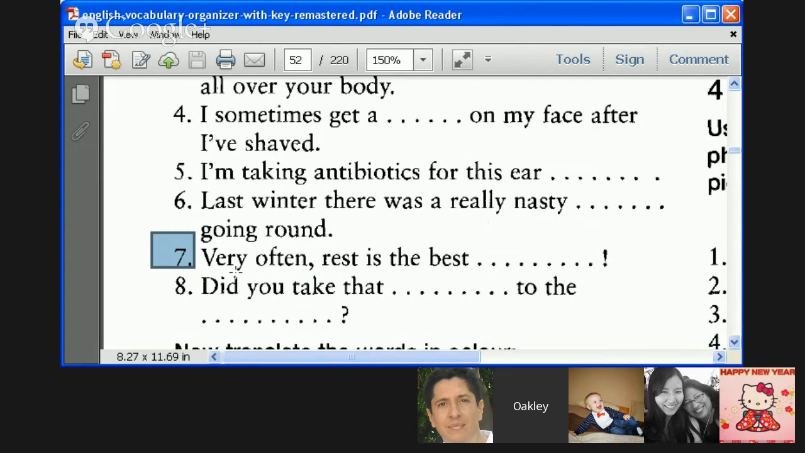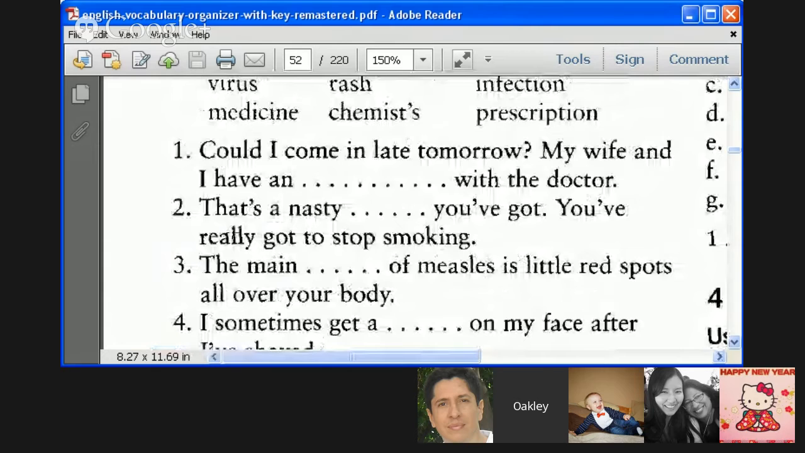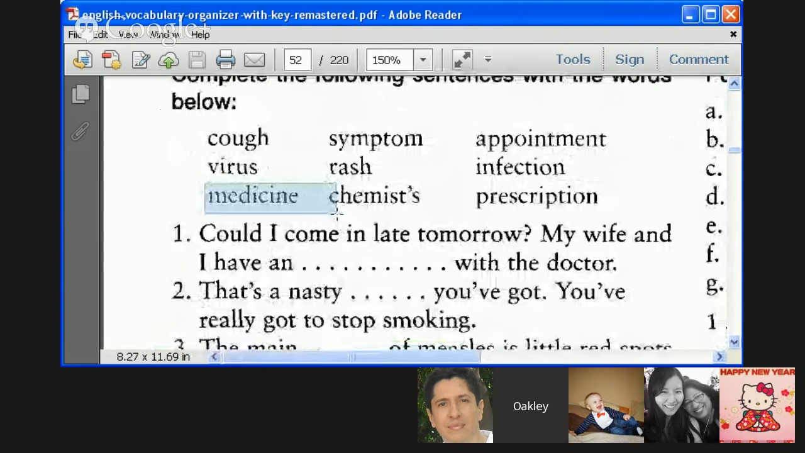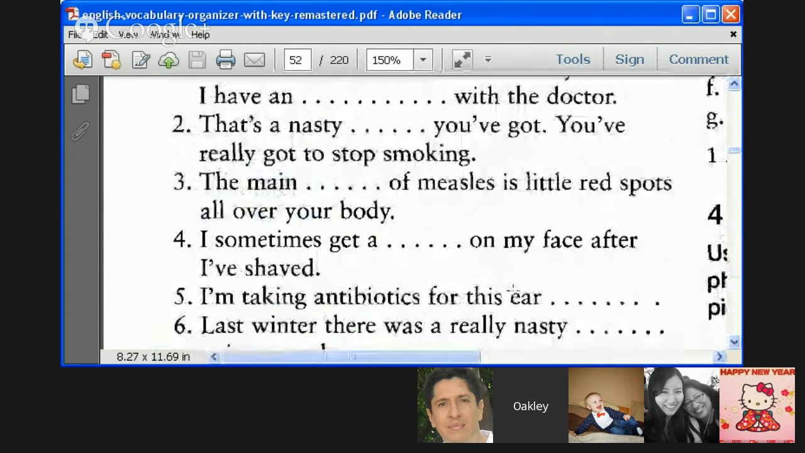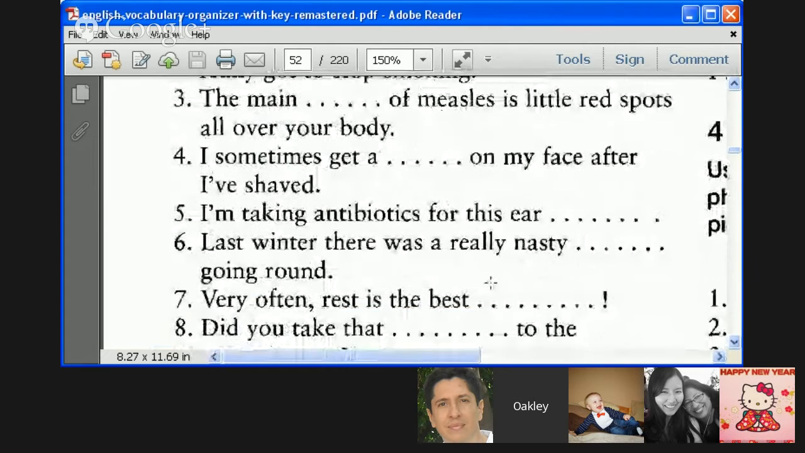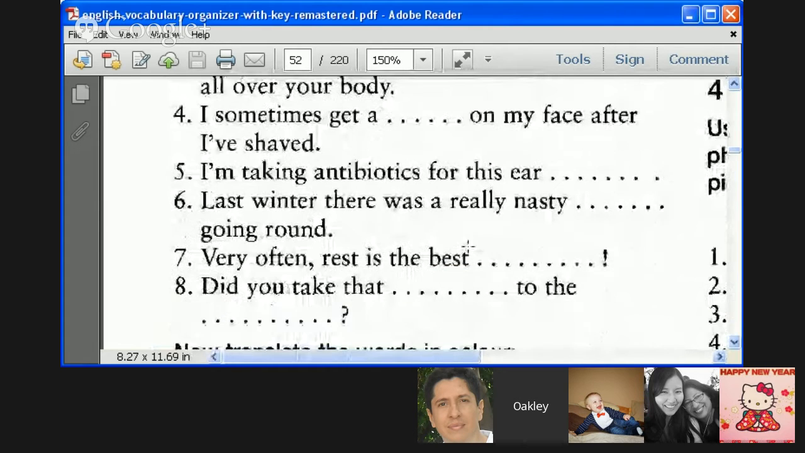Okay. Rolando. Number 7. Very often rest is the best medicine. Yeah. Medicine or cure. Cure isn't here, but medicine. All right. Medicine is something that cures you from an illness. Sure. All right. I've heard, Rolando, have you ever heard that laughter is the best medicine? Yeah, that's true. Yeah, laughter.